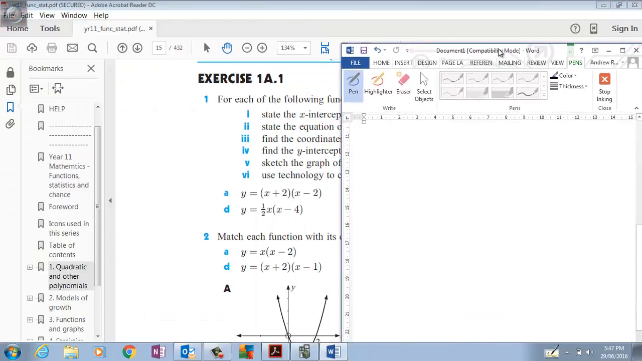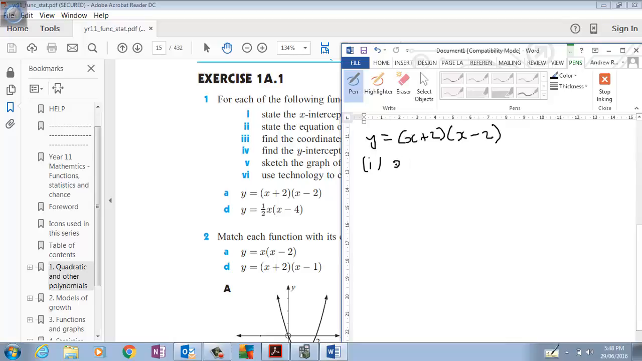Okay, so the first one is y equals (x plus 2) times (x minus 2), and part 1 we have to find the x-intercepts. Now the x-intercepts is when it makes y equals 0.